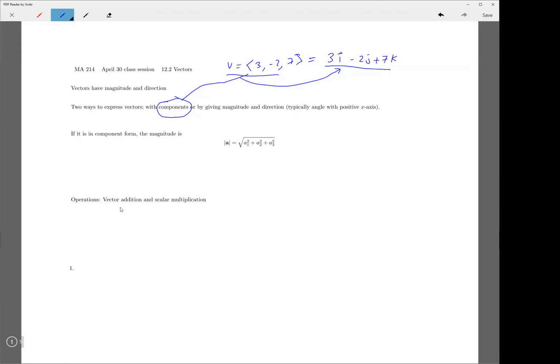There's also other operations that you can do on vectors. There's vector addition and scalar multiplication. Those are going to work out best if you're in the component form. Adding 2 vectors together is just what it seems like it should be. You just add the corresponding components. And then scalar multiplication is where you take some number, let's say 2, and you multiply it by a vector like that. You just distribute it into all the parts. So that's an example of scalar multiplication.